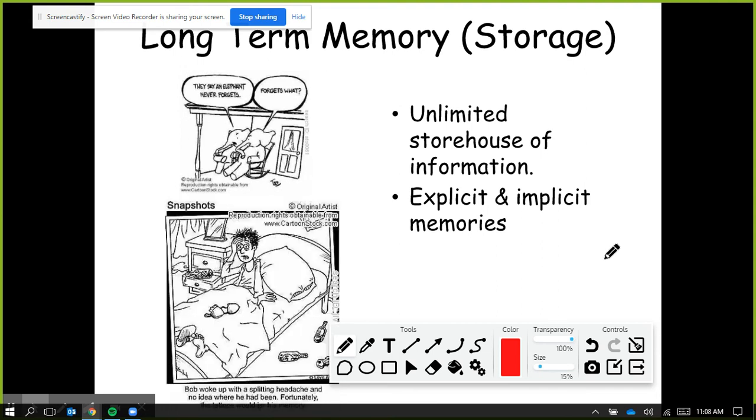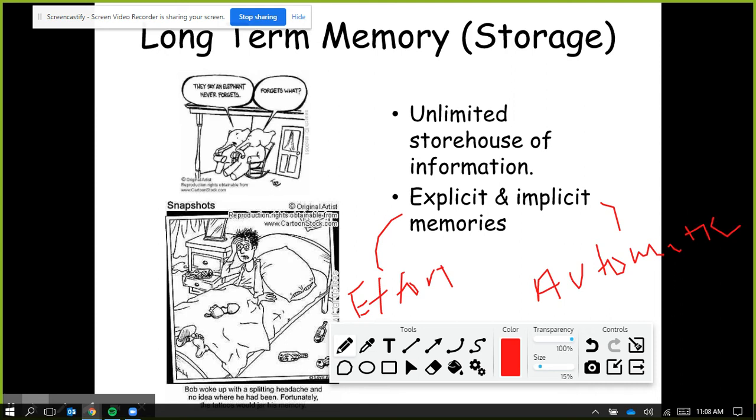It's an unlimited storehouse of information: explicit memories, which for the most part take effort to remember, to encode. We talked about these last class too. And then implicit memories, which are for the most part automatic. Actually, implicit memories are not transferred through short-term memory. They are kind of immediately transferred to long-term memory.